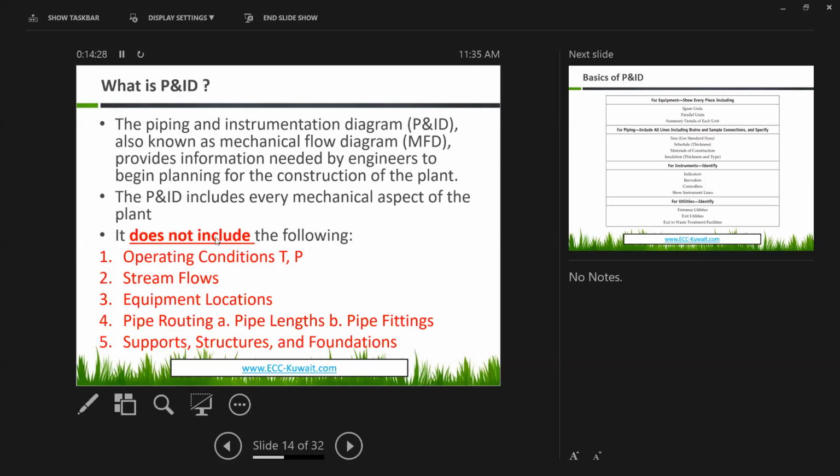The piping and instrumentation diagram does not include the following: the operating conditions. You don't have to include the temperature and the pressure, for example, in the piping and instrumentation diagram. Why? Because the process flow diagram aims to show these conditions. The stream flow rates, no way to include stream flow rates. Equipment location, we cannot indicate the location of the equipment. Pipe routing, for example pipe length and pipe fittings. Also the support, structure, and foundation.